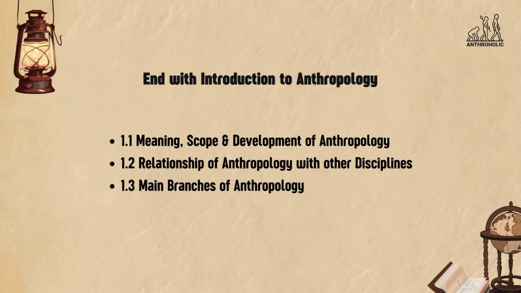You will be able to understand much about that after finishing everything inside anthropology. Now you will be able to understand topic 1.1, meaning, scope, and development of anthropology; 1.2, relationship of anthropology with other disciplines; 1.3, main branches of anthropology. So after you have learned everything, now you will be able to better understand what the first 3 topics mean. So this is how you can finish your paper 1 syllabus very easily.